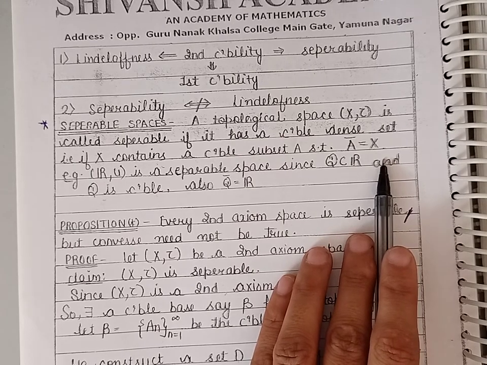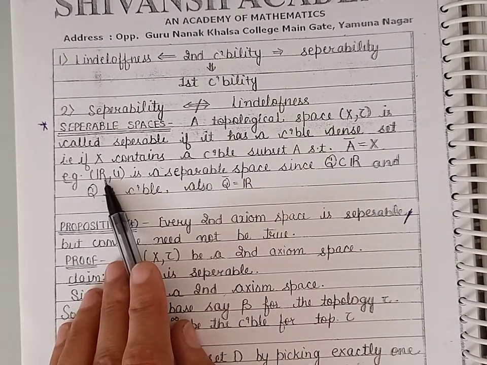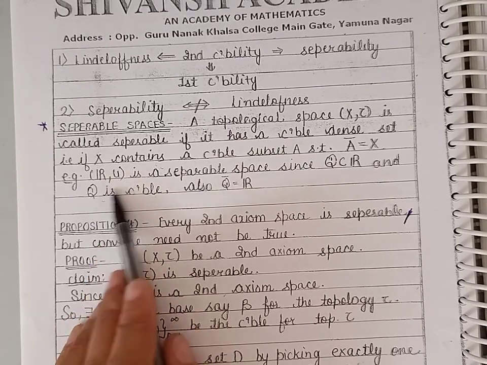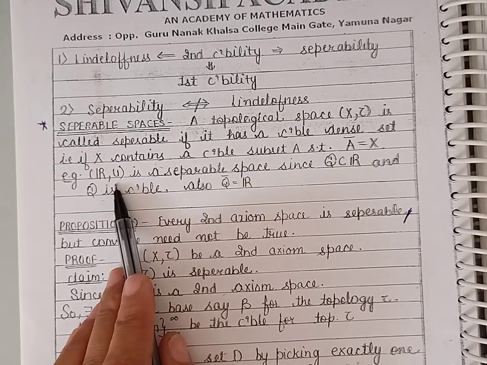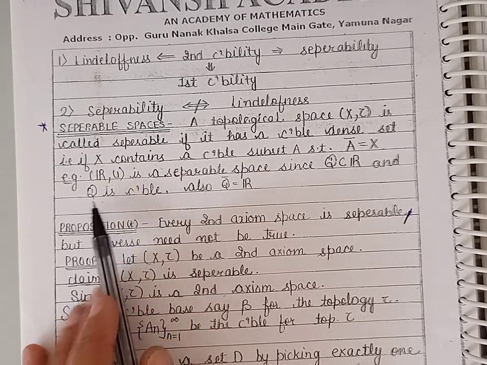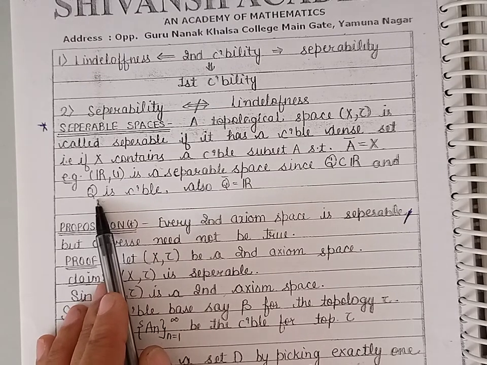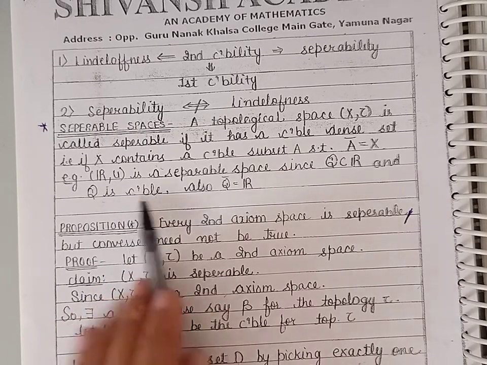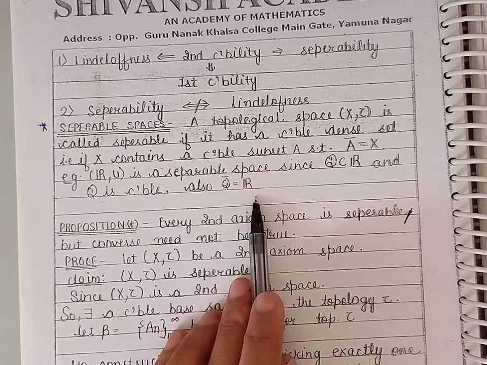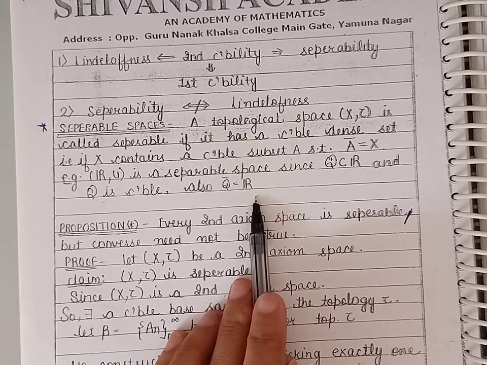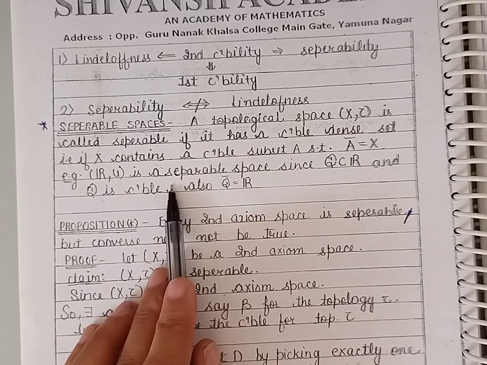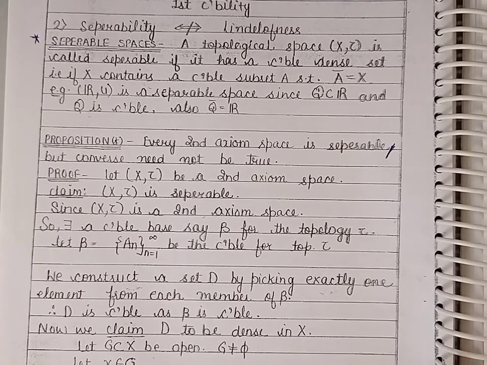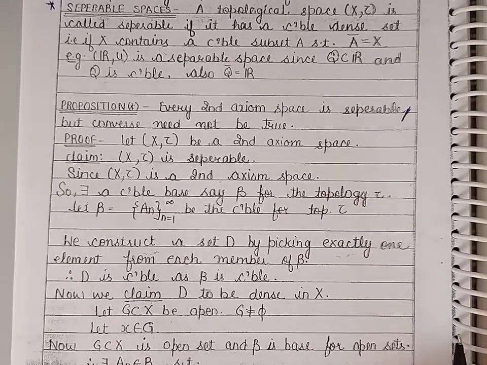For example, if we take the usual topological space, meaning the set of real numbers with the usual topology, then this is a separable topological space because it contains the set of rational numbers as a countable dense set. The set of rational numbers is countable, and also the closure of the set Q is R. So we can say that the usual topological space is separable. Now in the next theorem we show that every second axiom space is separable.